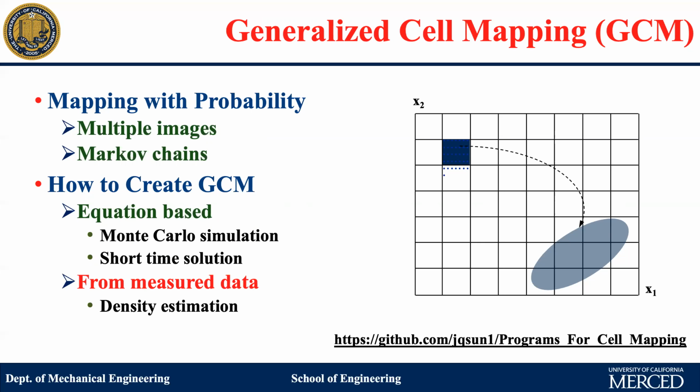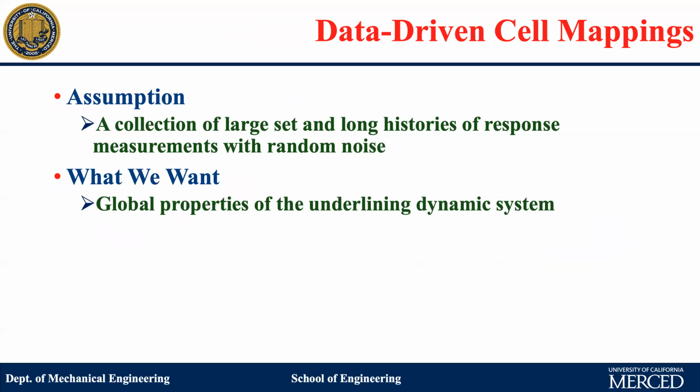Okay, traditionally, we use differential equations to create generalized cell mapping. We use Monte Carlo simulation. We use short-time approximate solutions to speed up the calculations. And for the first time, we actually use the measurement data. If you just use measurement data to create the generalized cell mapping, it becomes a very well-known statistical problem. It's called density estimation. It's been studied in that community for many, many years.